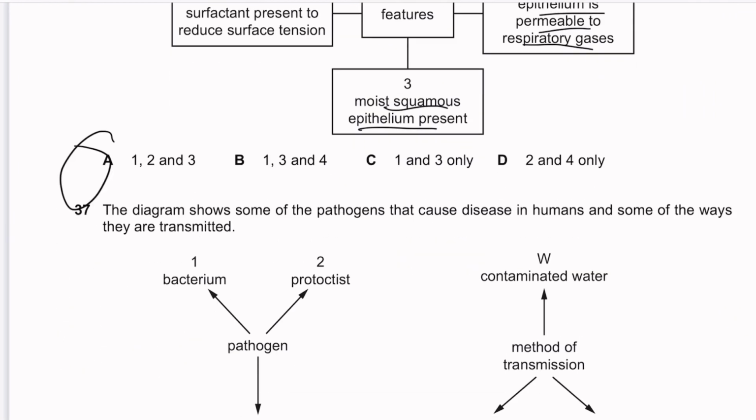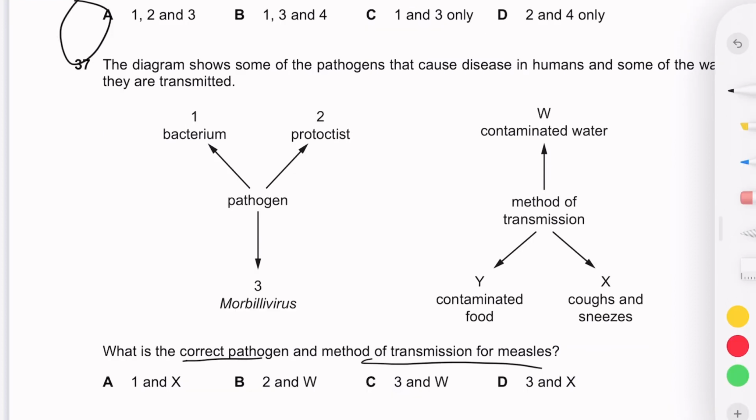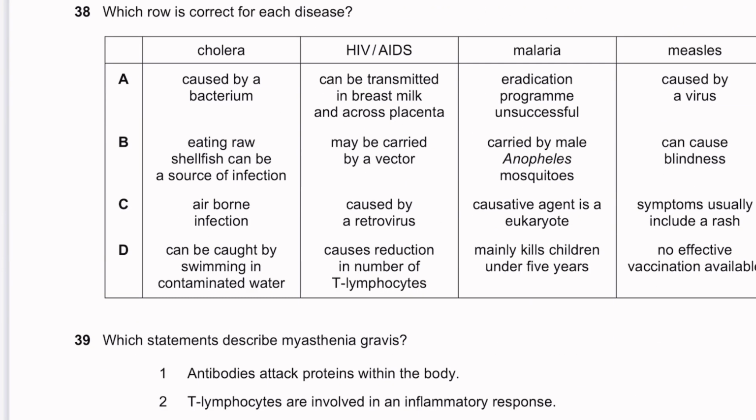Now, the diagram shows some of the pathogens that cause disease in humans, and some ways they are transmitted. So you have pathogen and bacterium. Basically, what is the correct pathogen and method of transmission for measles? Measles is caused by morbillivirus, and method of transmission is by coughing and sneezing. 3 and X, D.